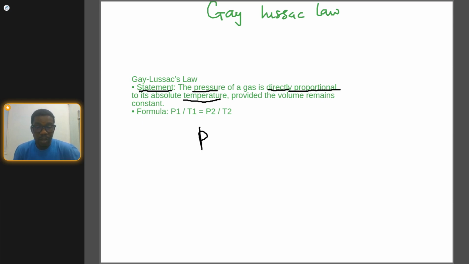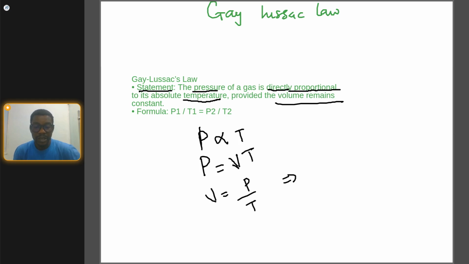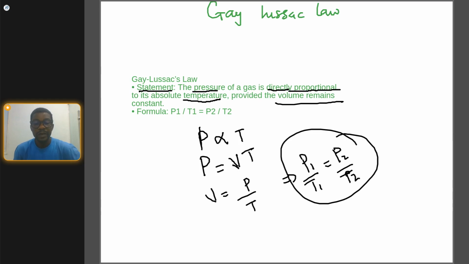So if pressure varies directly with temperature, provided that the volume remains constant, P equals, introducing the constant V, which is the volume, V times T. Making V the subject of the formula, we divide both sides by T, and V equals P over T, which is expressed as P1 over T1 equals P2 over T2, provided that the volume remains constant.